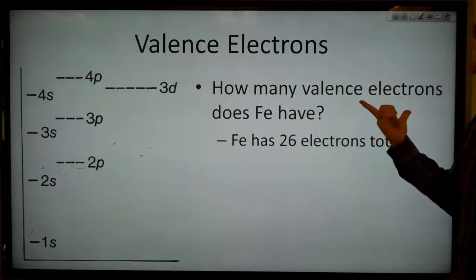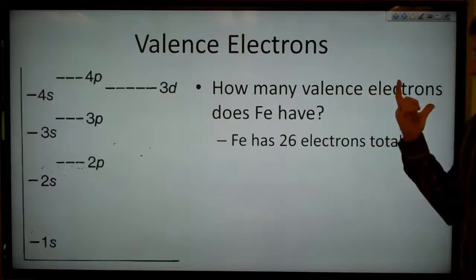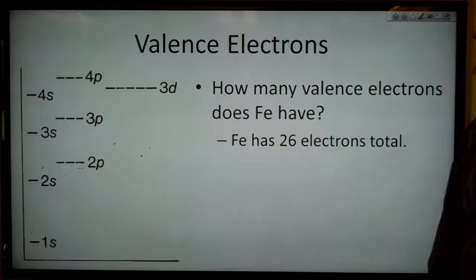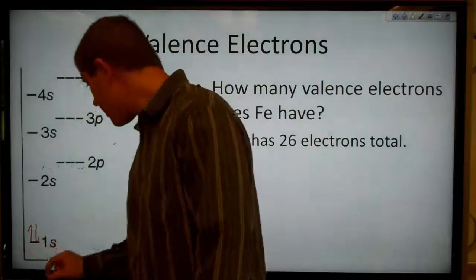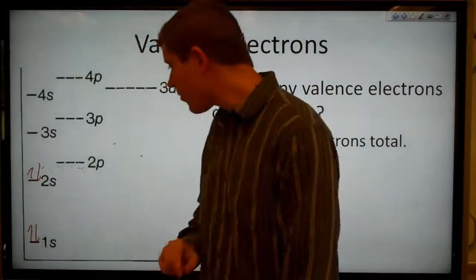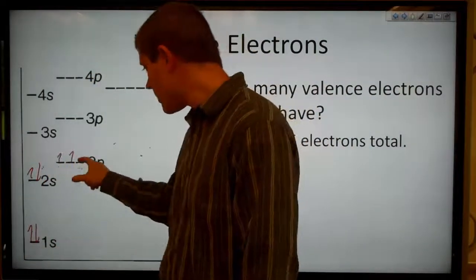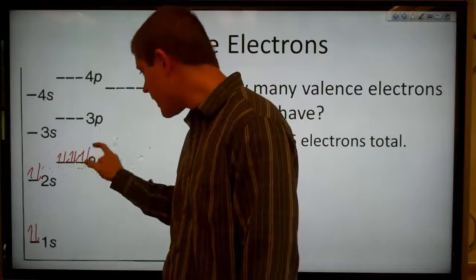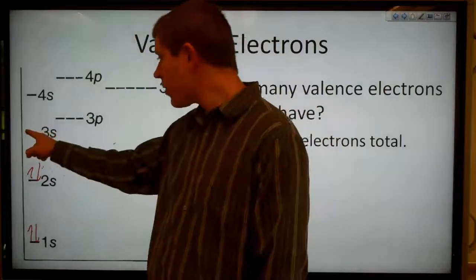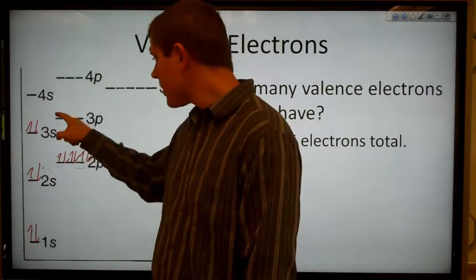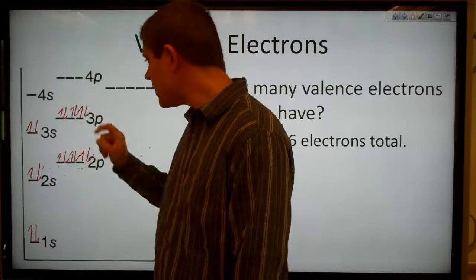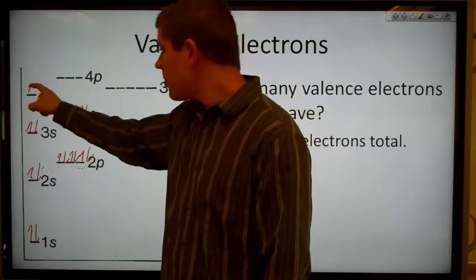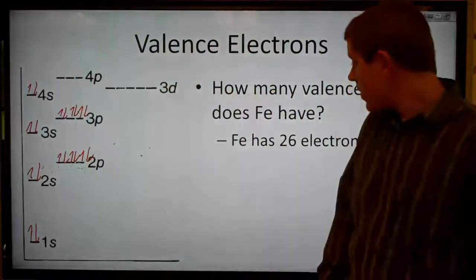So now let's look at how many valence electrons iron has. Well, iron has 26 electrons total. So we're going to fill in 2 here. We're going to fill in 2 more there for 4. We'll fill in 6 here for a total of 10. Now I'll fill in the 3s. Now we have 12. We'll fill in the 3p to get us up to 18. We'll fill in 2 more in the 4s. So now we're at 20.